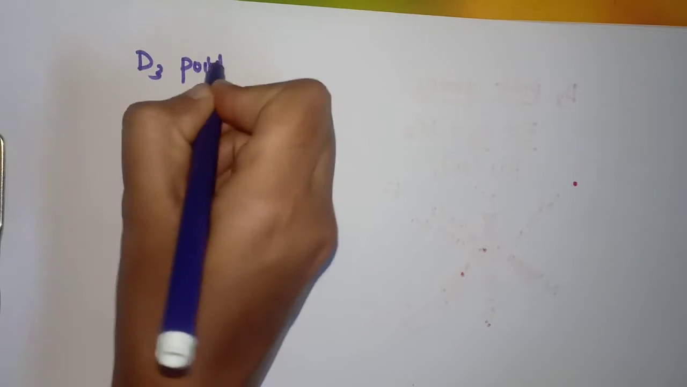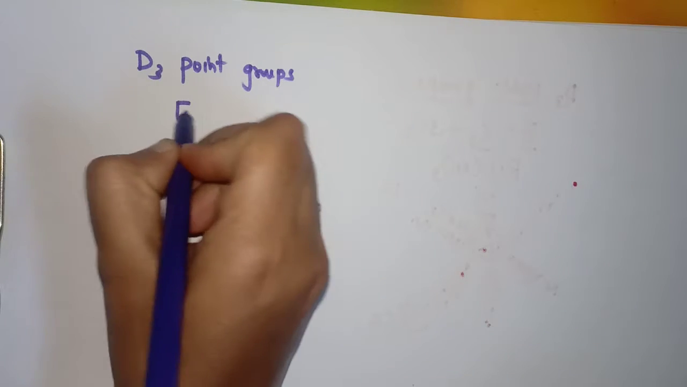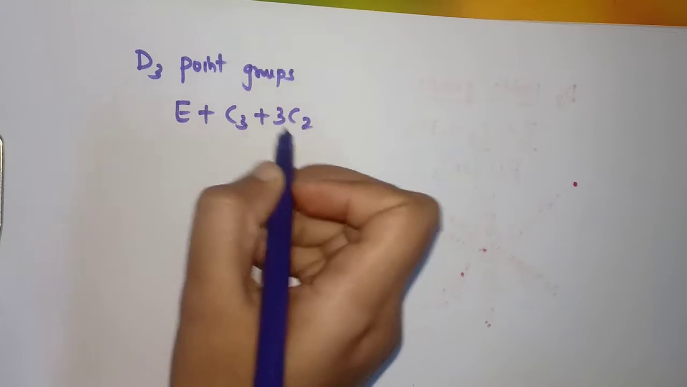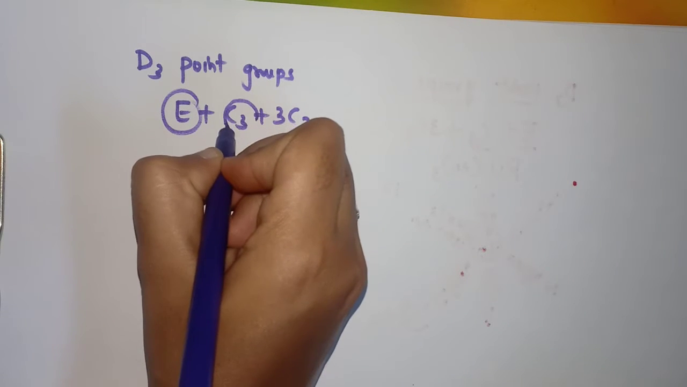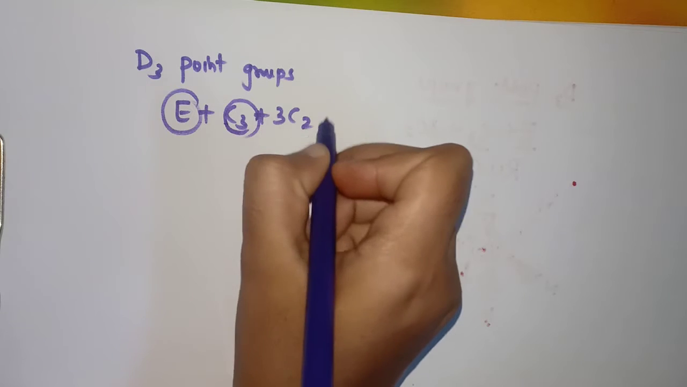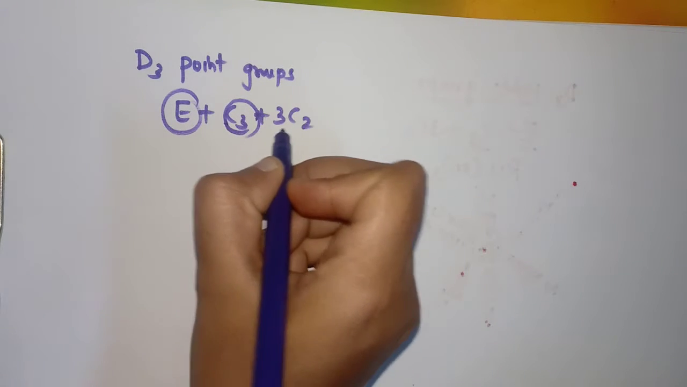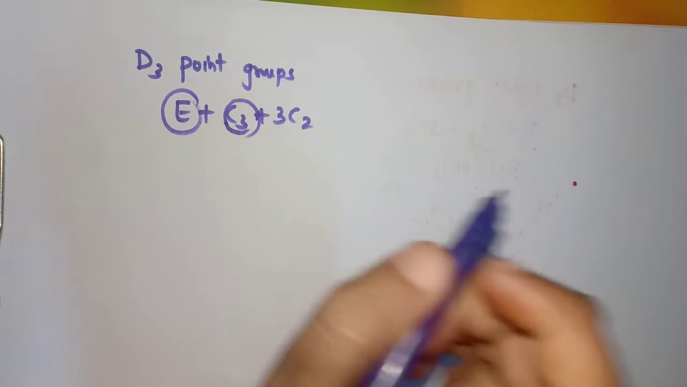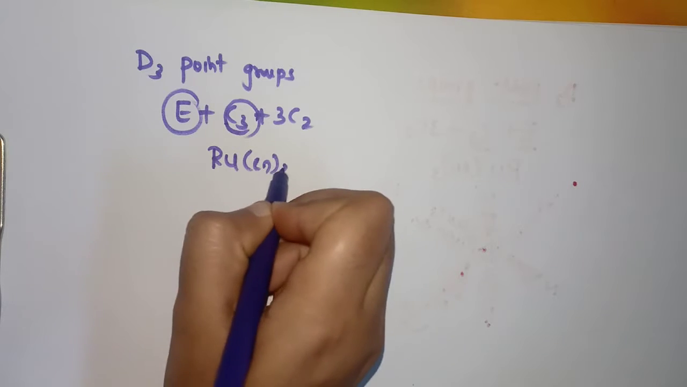D3 point groups. This is having the symmetry elements E plus C3 plus 3C2. This is the identity, this is the threefold axis of symmetry, and this is the twofold axis of symmetry. If a C3 principal axis is present, there should be 3C2 or 0C2. Now here 3C2 is present. The example for this is Ru(en)3.